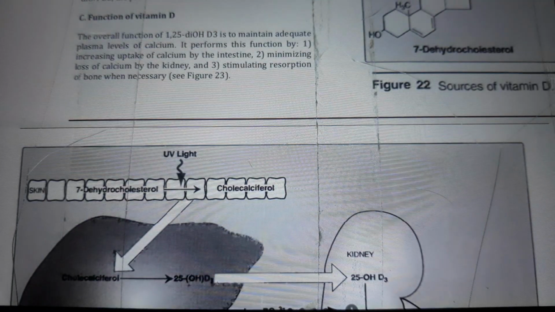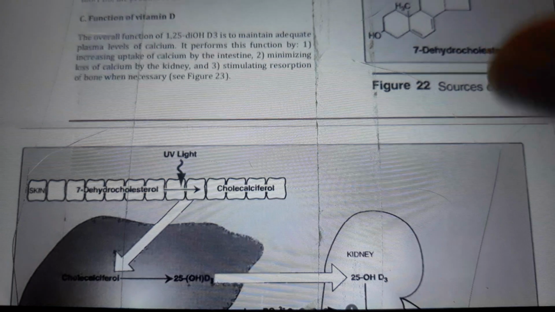Functions of vitamin D. The overall function of 1,25-DIOH-D3 is to maintain adequate plasma levels of calcium. It performs this function by, one, increasing uptake of calcium by the intestine; two, minimizing loss of calcium by the kidney; and three, stimulating resorption of bone when necessary, figure 23.